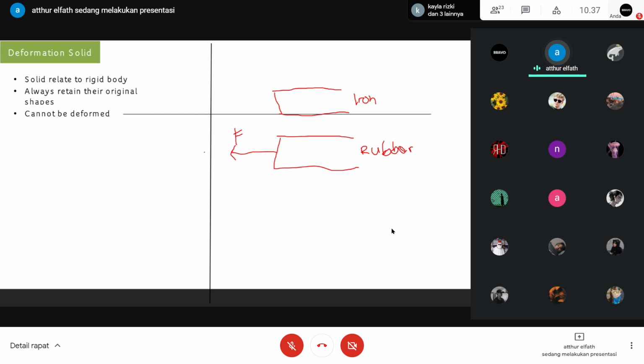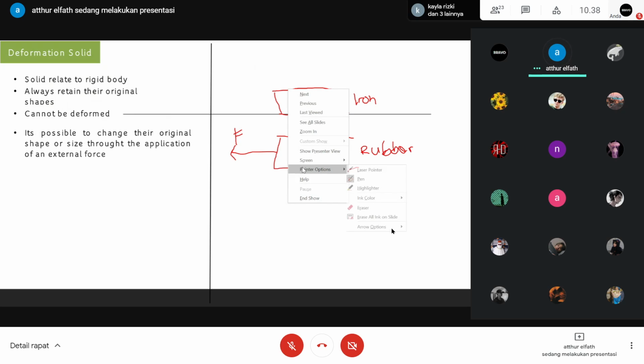So it's like the difference between the elasticity characteristic of iron and rubber. Sorry, I think this is not the right sentence. We can deform the material, but it needs much power.